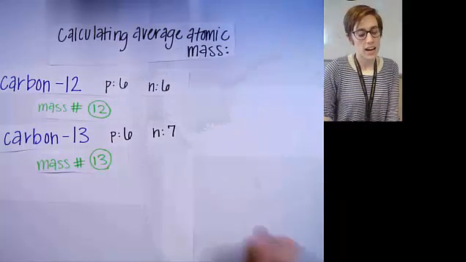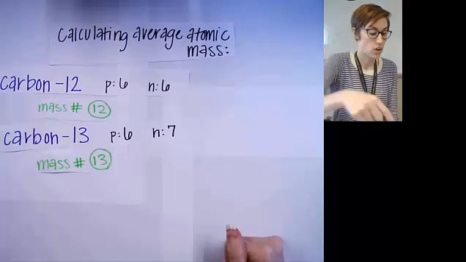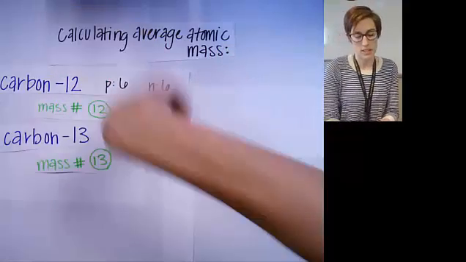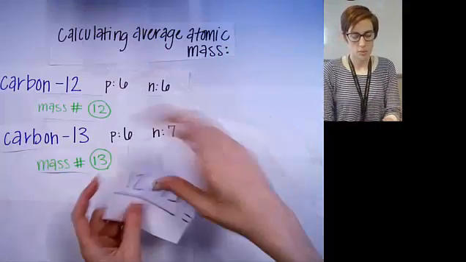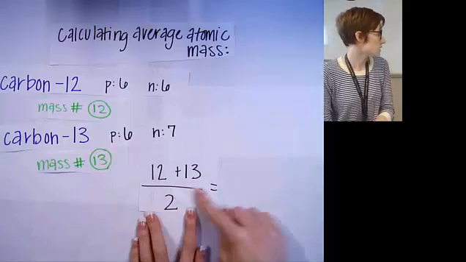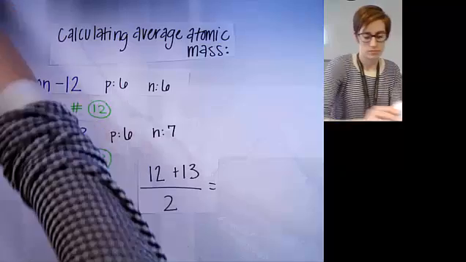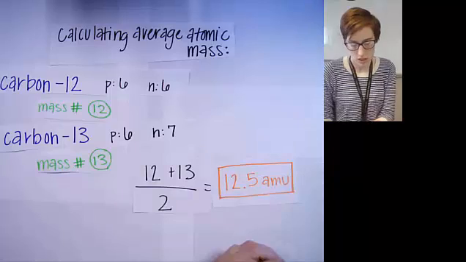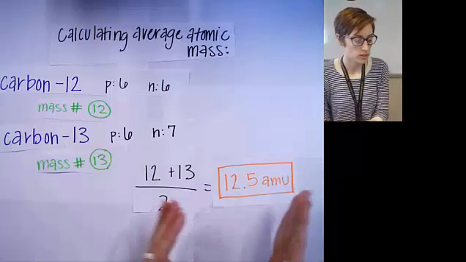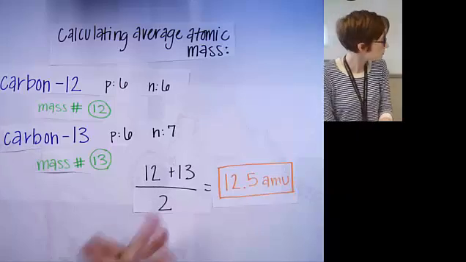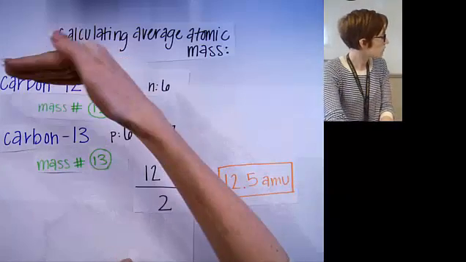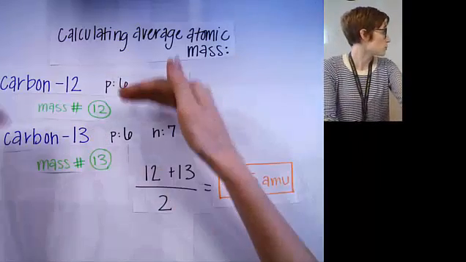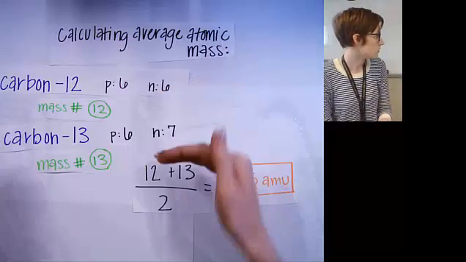Right, and if I asked you to calculate the average atomic mass of all of the carbon isotopes, you might do something like this. You might say, well, this carbon weighs 12, this carbon weighs 13, there's 2 of them, let's add together, divide by 2, and we get 12.5 AMUs, right? And you might say, hey, that's the average atomic mass. Well, unfortunately, it doesn't quite work that way because we're not taking into consideration the number of carbon atoms that are at 12 and the number of carbon atoms that are at 13. This is assuming that there's equal numbers of carbon 12 and carbon 13, right?